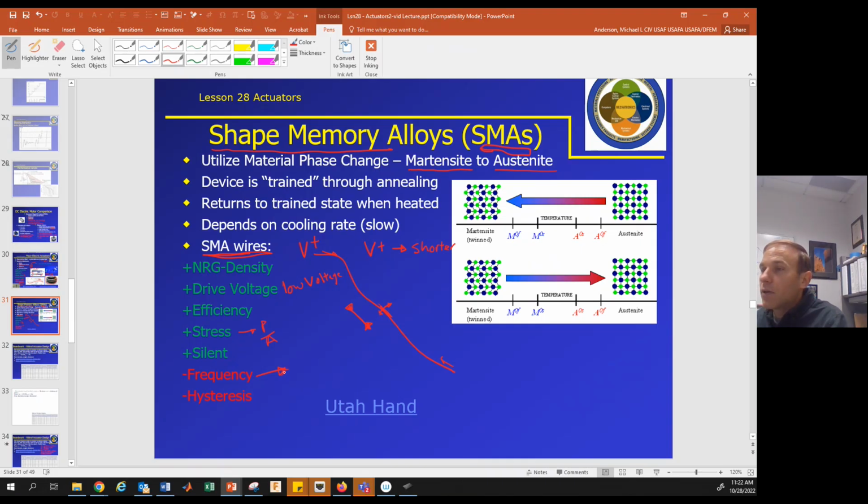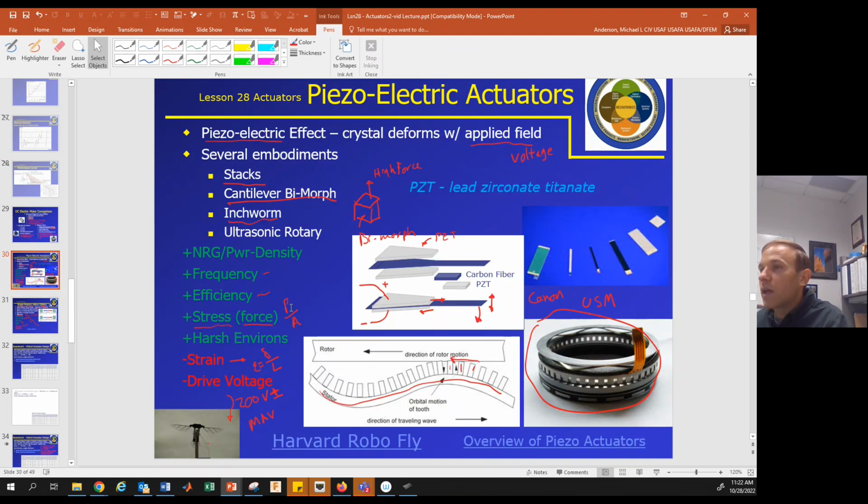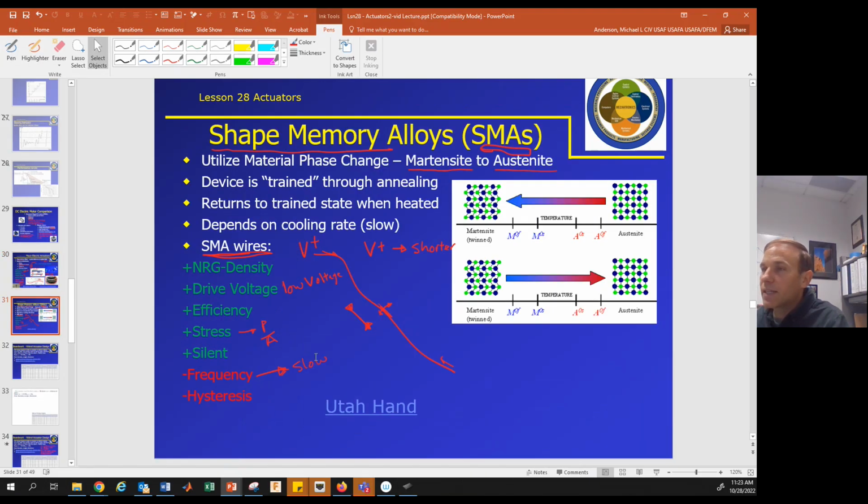These things are slow. The piezoelectric crystals on the previous slide, I didn't write this down, but they can go like tens of thousands of hertz frequency moving back and forth. Shape memory alloy, you're going to test this in the lab, but you're going to find out you're lucky if you can get about 1 hertz of cycling.